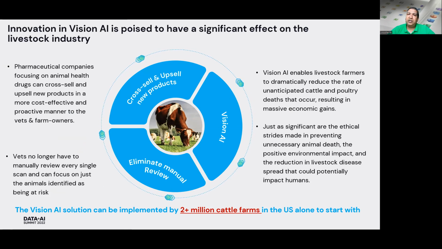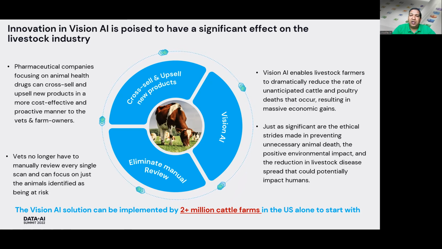Innovation in Vision AI is poised to have a significant effect on the livestock industry. You can think of it from three different angles. Vets will no longer have to go manually through each and every video. They can do the analysis using these automated AI-oriented tools. Pharma companies can focus on cross-selling and upselling the right drugs at the right time and right place to the right audiences. And the farmers also benefit from all of this because we are able to ensure that they are able to take care of their animals well. This is a very practical solution that can be applied in many countries.